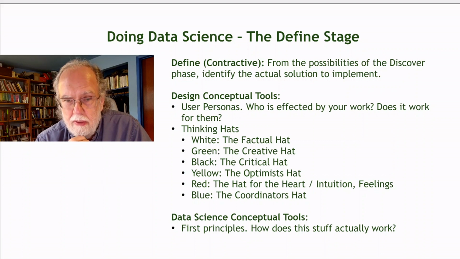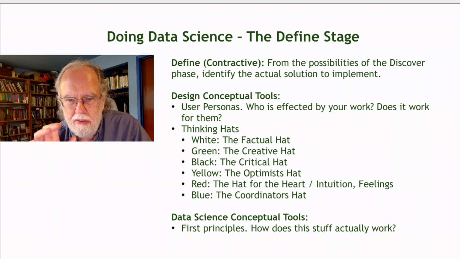There's another conceptual tool at this point called thinking hats. Six of them: the white factual hat, green creative hat, black critical hat, yellow optimist hat, red hat for the heart, intuition, and blue coordinator's hat.